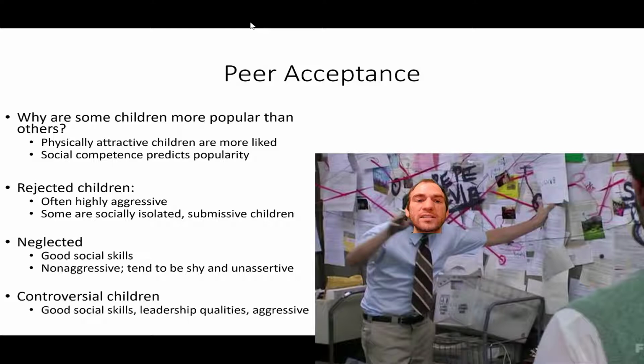Some are socially isolated, submissive children. Neglected children have good social skills, but are non-aggressive. They tend to be shy and unassertive. Controversial children have good social skills, leadership qualities, but are also aggressive.